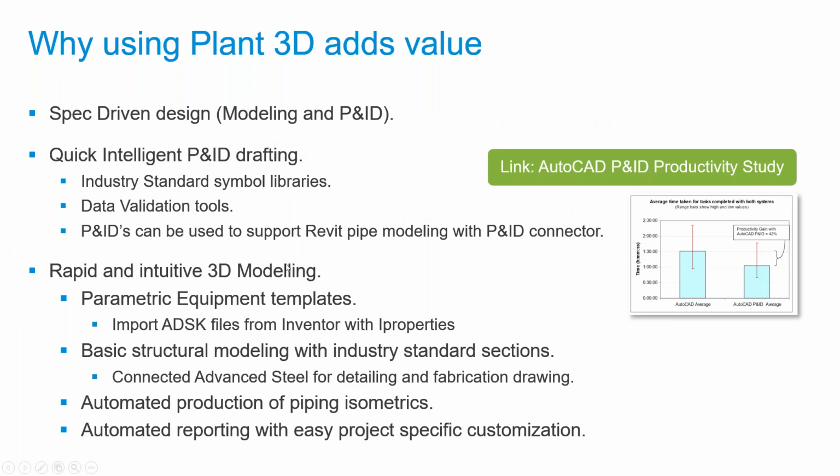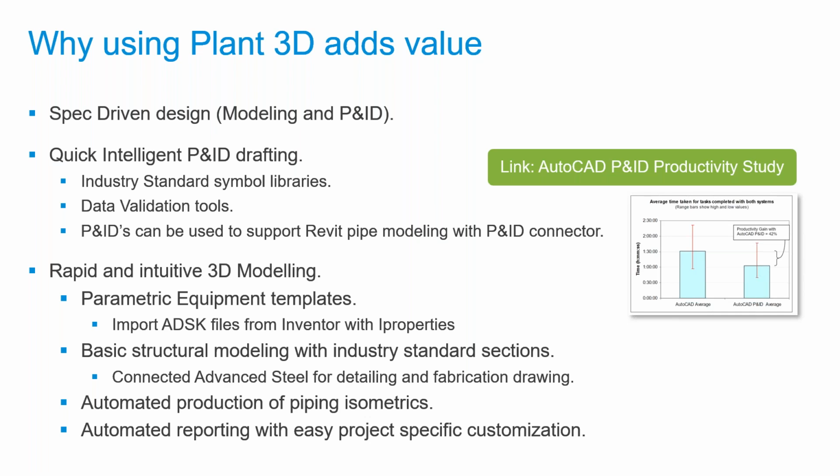Yeah, sure. So for Plant 3D, the added value is, of course, when you start a project from scratch from the P&ID feature. Here you have a link to a productivity study showing the efficiency you will gain by using AutoCAD P&ID against a normal AutoCAD or core AutoCAD process, I would say. So basically, you save 42%, either in productivity or time saving, using AutoCAD P&ID.